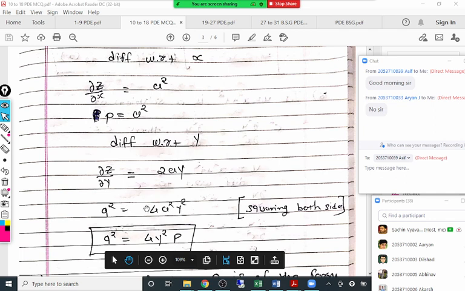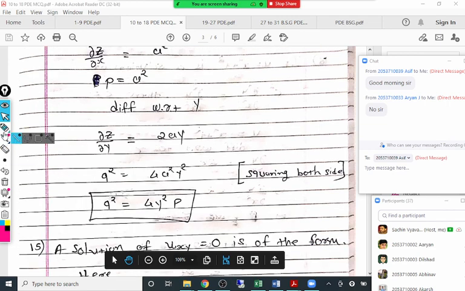Now we have p equal to a square, q square equal to 4a square y square, and now you have to check the relation between them. So you get q square equal to, this a square can be replaced as p, and that's the correct answer. Nice. This is the important part, that you should think in that direction. Good.